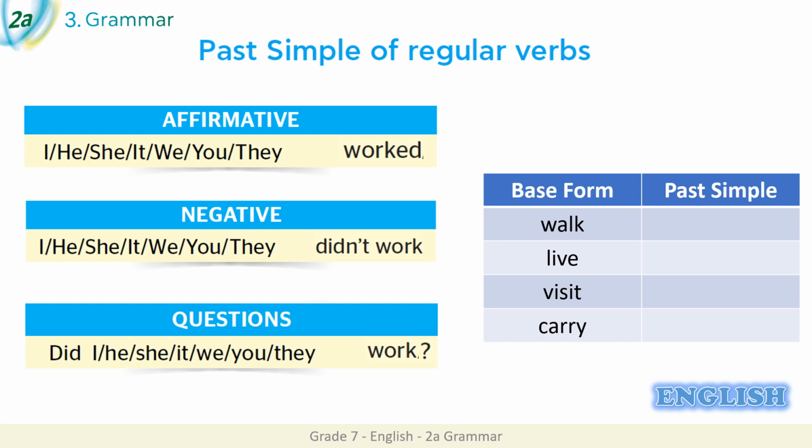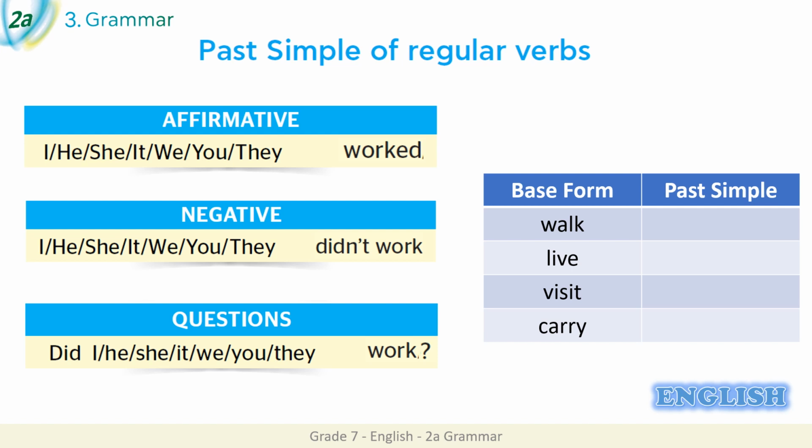Now, to form the affirmative form of the past simple of regular verbs, we just add ed to the base form of the verb. While in the negative, we add didn't after the subject, then followed by the base form of the verb. While in questions, we add did at the beginning, followed by the subject, then the base form of the verb, and don't forget to add the question mark at the end.